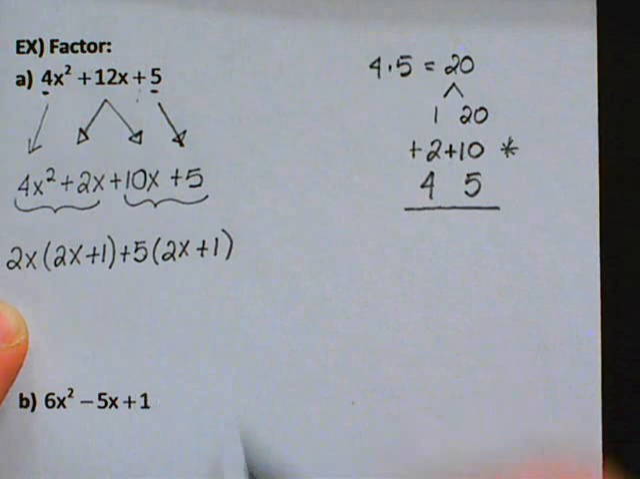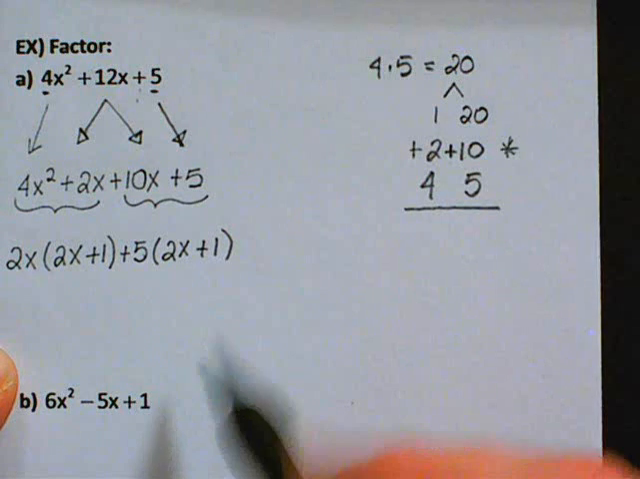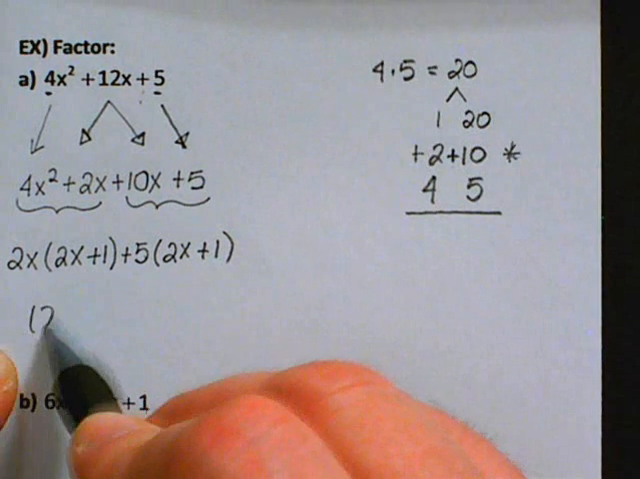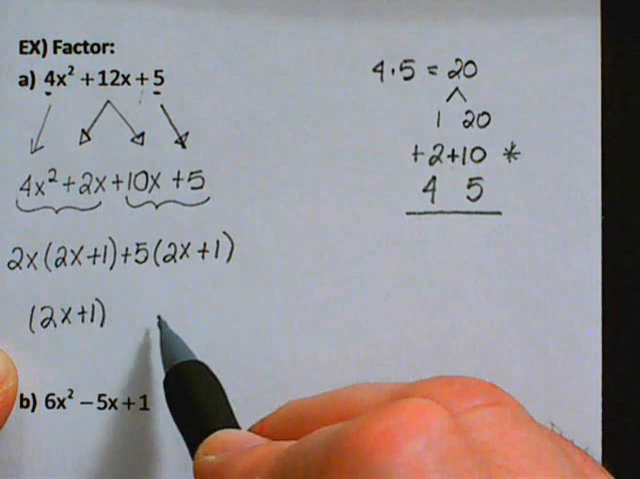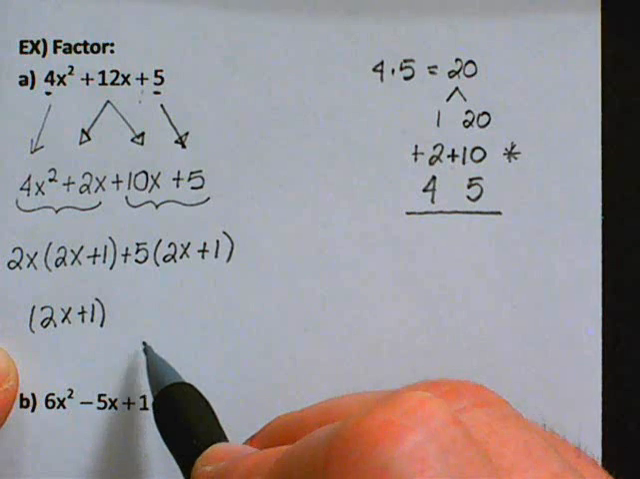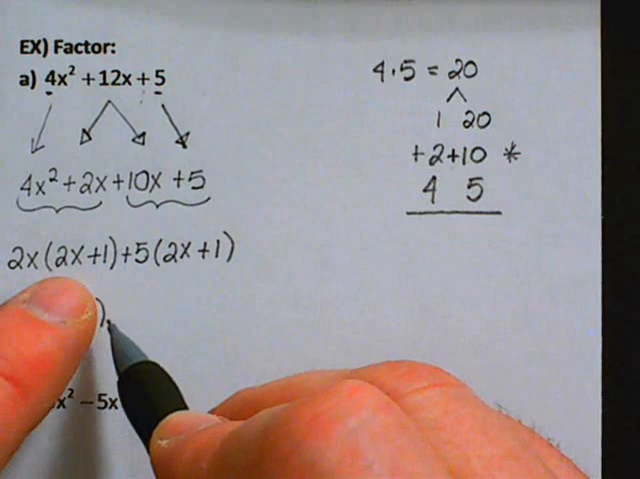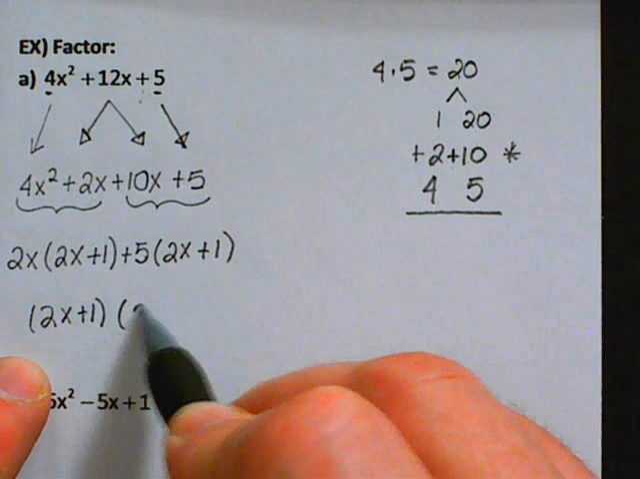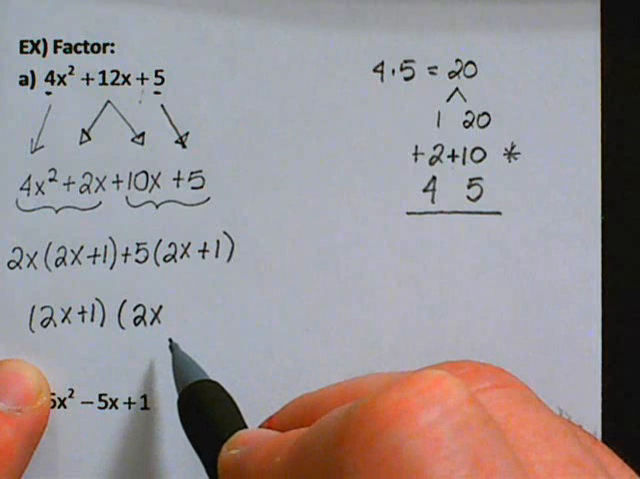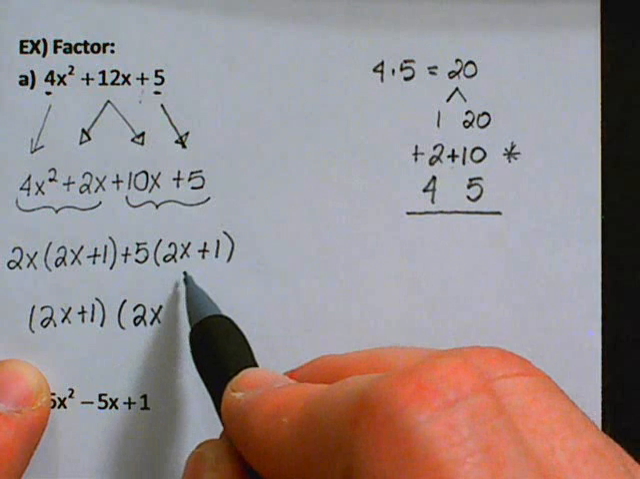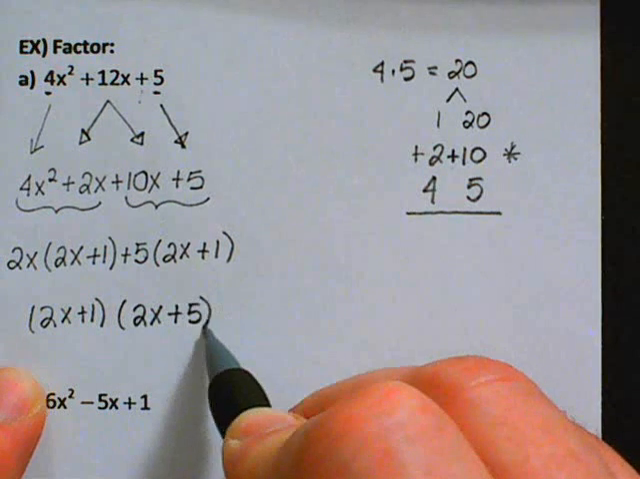Now that I have that, what do they have in common? They have in common 2x plus 1. And if I factor out the 2x plus 1 from both of them, what do they have left? So in other words, if I take out the 2x plus 1 from the first term, I'll be left with 2x. And if I remove the 2x plus 1 from the second term, what am I left with? I'm left with the 5. So this would be my answer.